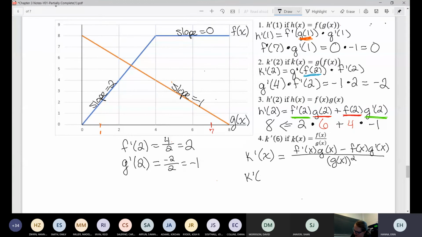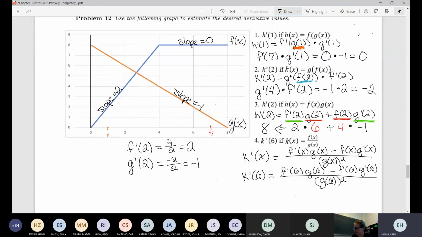And we want to plug in 6 everywhere. Maybe I should have saved myself some space and just plugged in 6 right away, but oh well. I'm going to run out of space again. There we go.